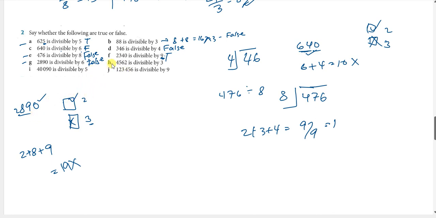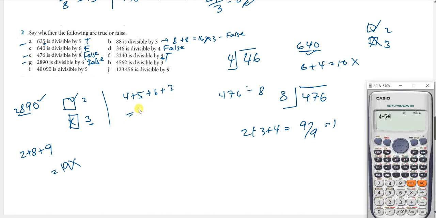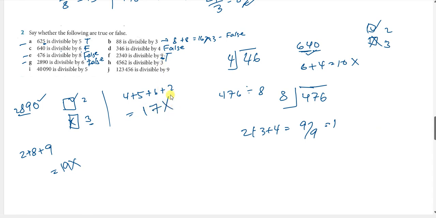Okay, H. 4562 is divisible by 3. So 3 means we have to add all of the digits. So 4 plus 5 plus 6 plus 2, very quickly, we have 17. And you see 17 is not divisible by 3, so hence it's false.